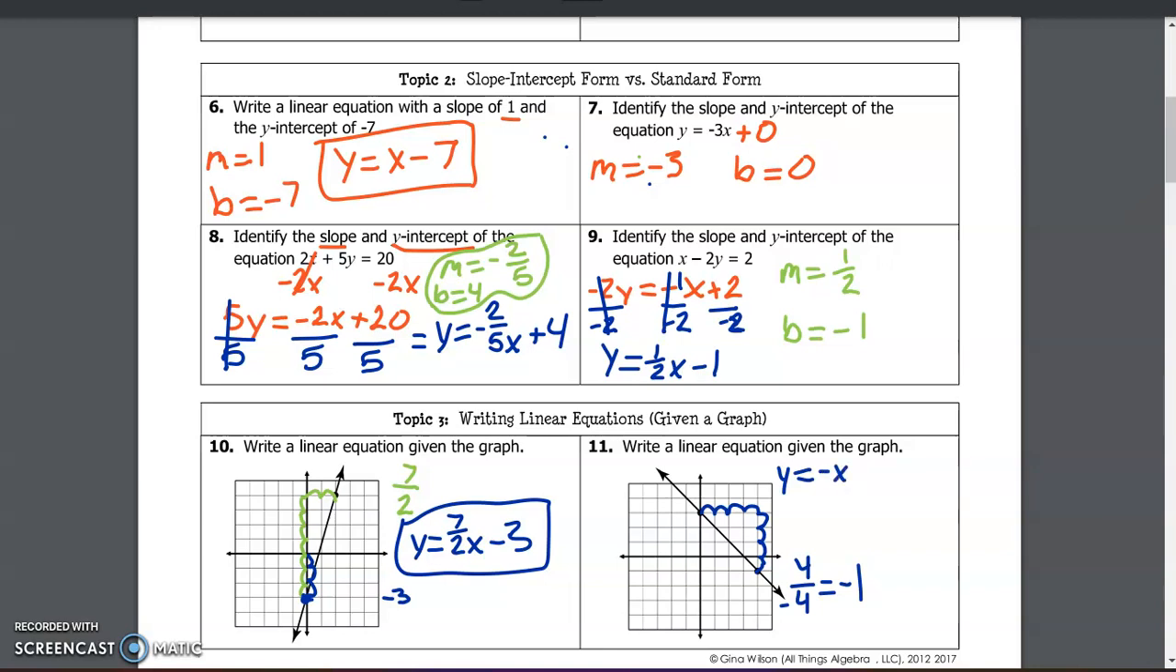Okay, and then the other thing that we have to find is that y-intercept, which is where it crosses this y-axis right here, which would be at that point right there. So we count up 1, 2, 3. So it's plus 3. And that would be your equation.